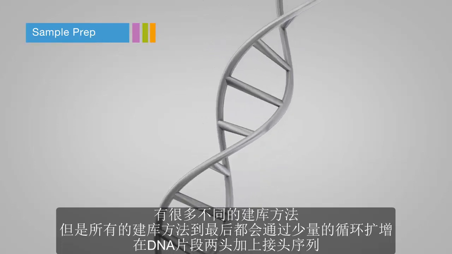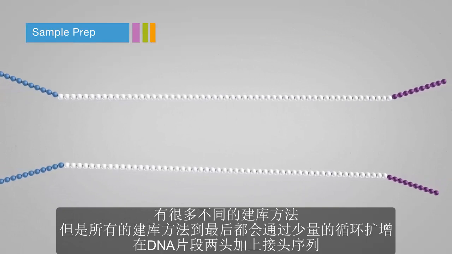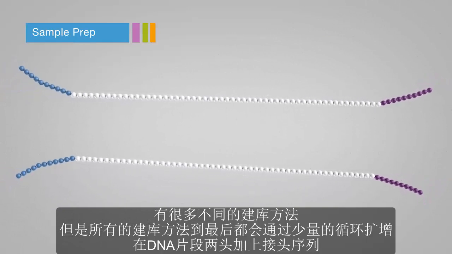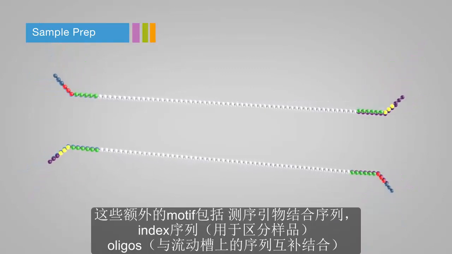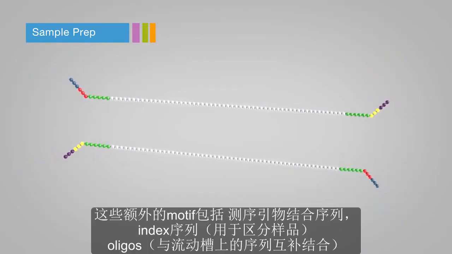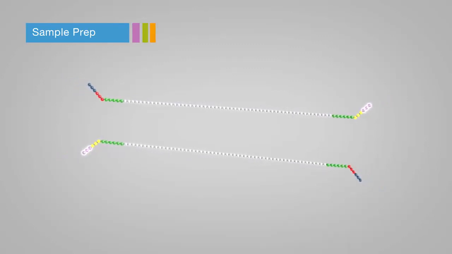There are a number of different ways to prepare samples. All preparation methods add adapters to the ends of the DNA fragments. Through reduced cycle amplification, additional motifs are introduced, such as the sequencing binding site, indices, and regions complementary to the flow cell oligos.